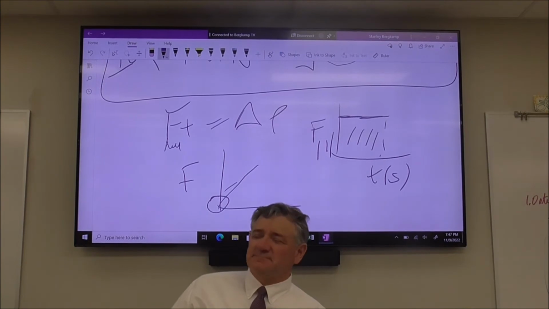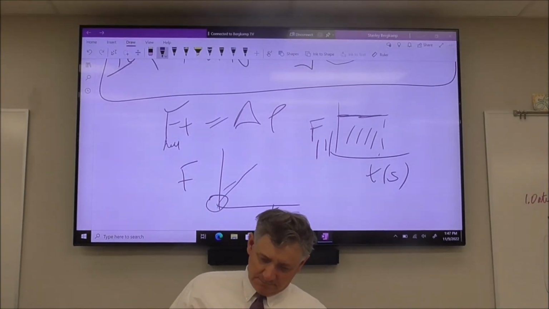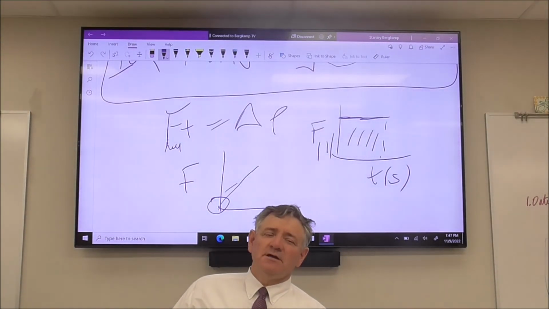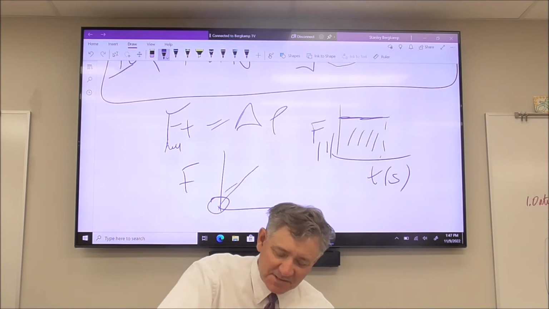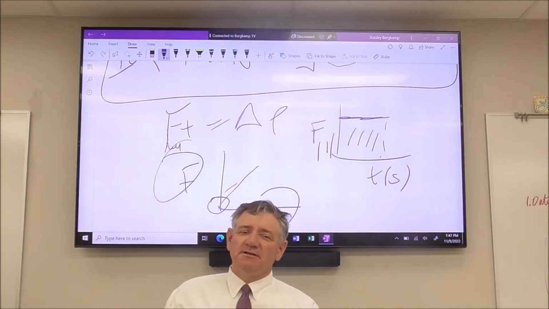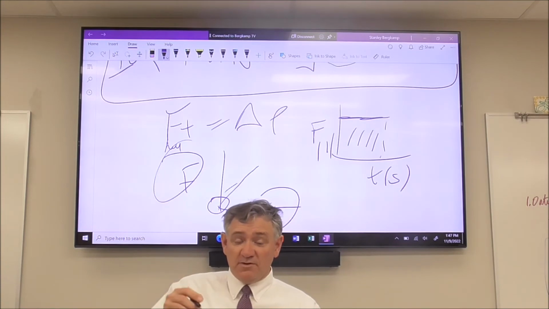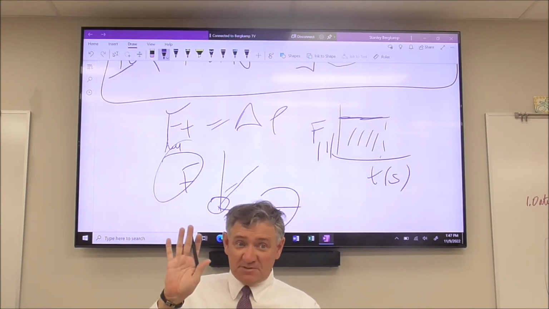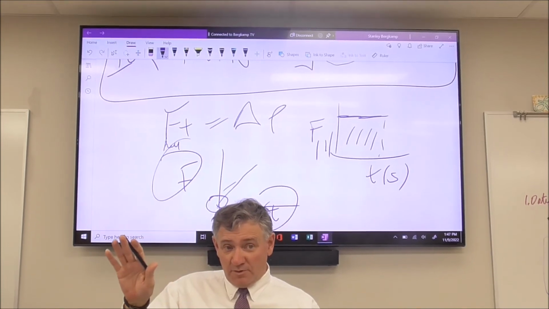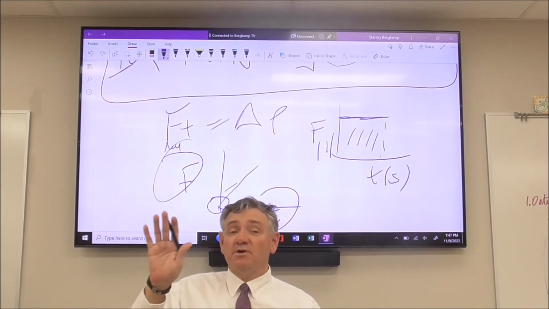Louis, what's the function of the gas pedal? To accelerate you. To change what? Your velocity. In terms of this graph, what's the function of the gas pedal? The function of the gas pedal is to increase your force over time. Change the amount of force that you apply, right? So you're starting off and you're not applying any force. Your foot is not on the gas pedal. As time goes by, you're applying more and more force. So what are you doing to the gas pedal?